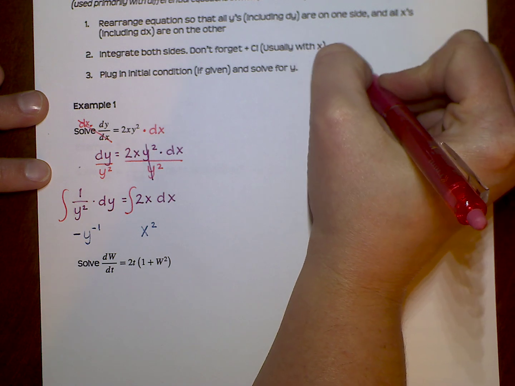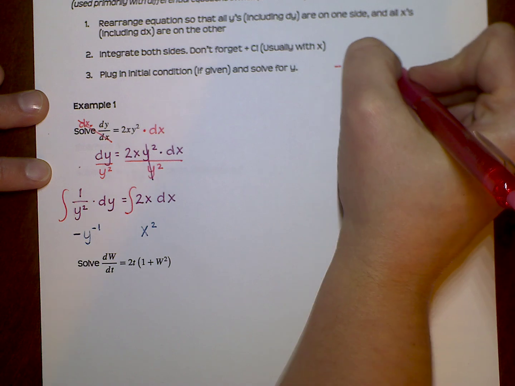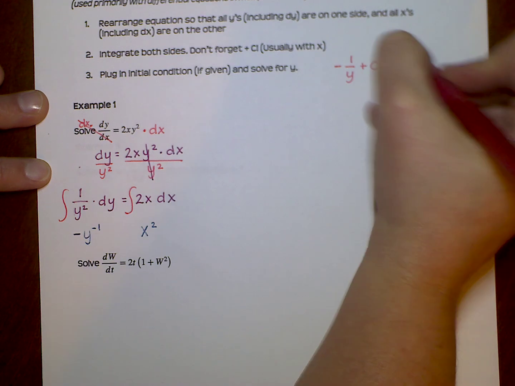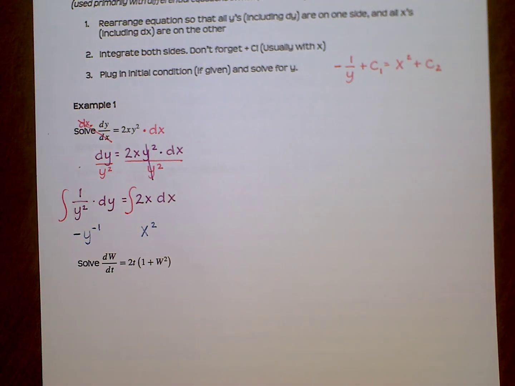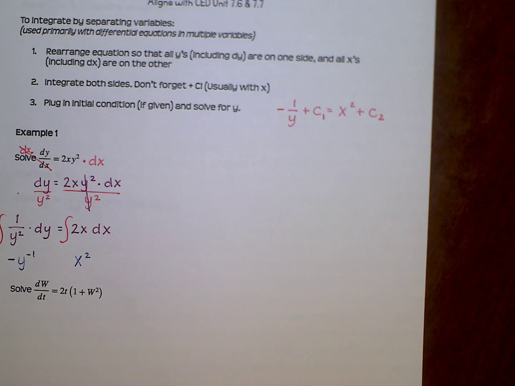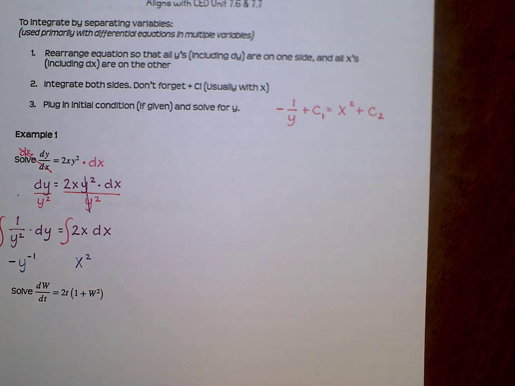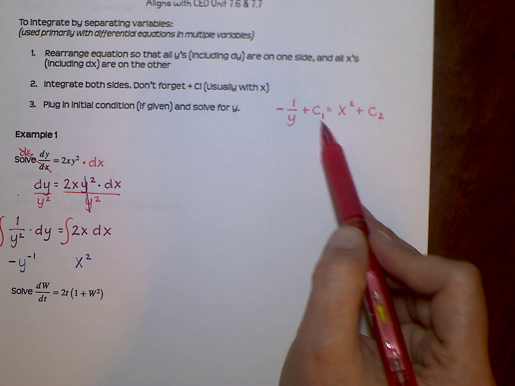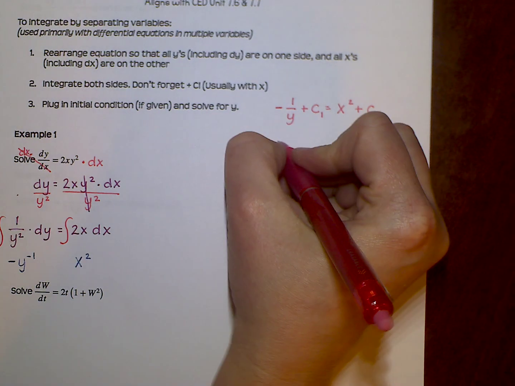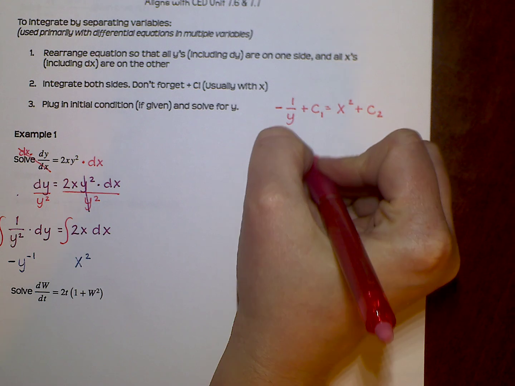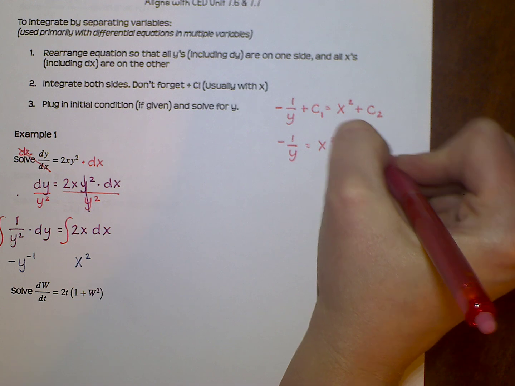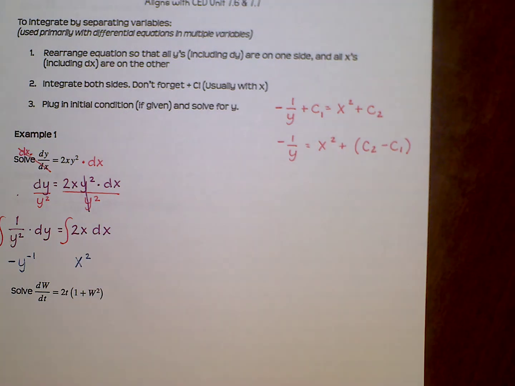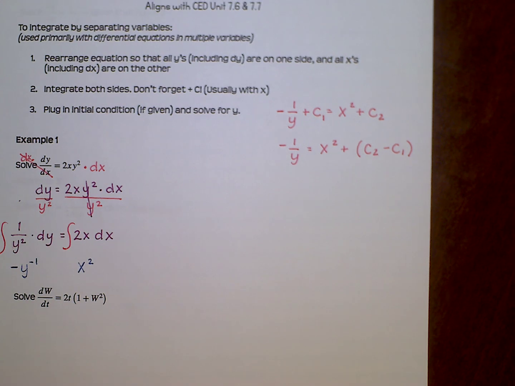Negative 1 over y plus c equals x squared plus, and I should make this c1 and c2 because those don't necessarily have to be the same numbers. So that's technically what I have going on right now. The first step I would take here is to subtract this over here, so it becomes negative 1 over y equals x squared plus c2 minus c1. Well, these are just constants, and I don't even know what these constant values are yet.